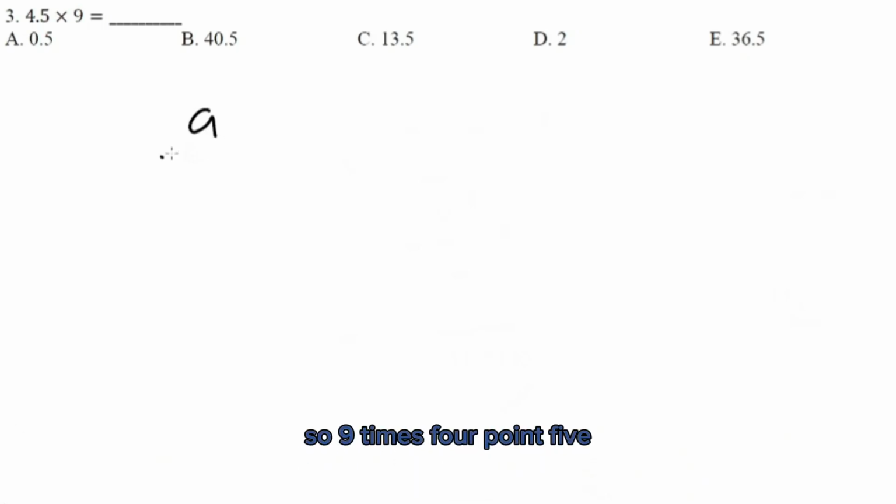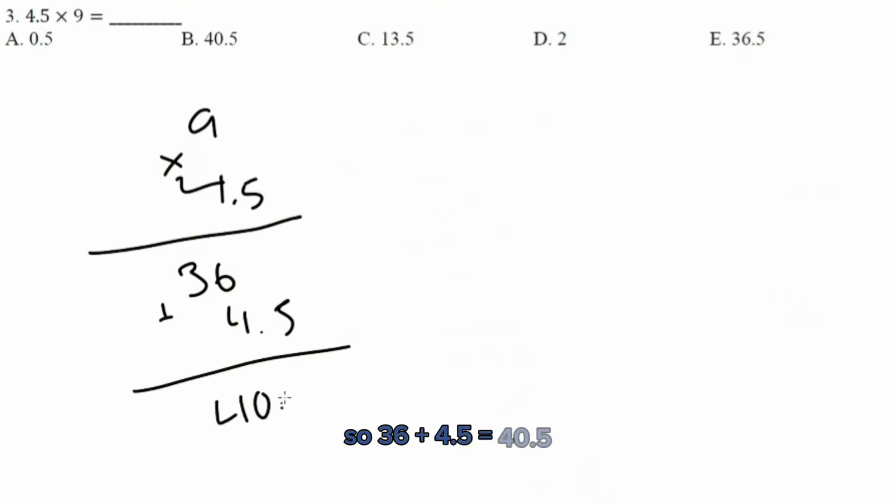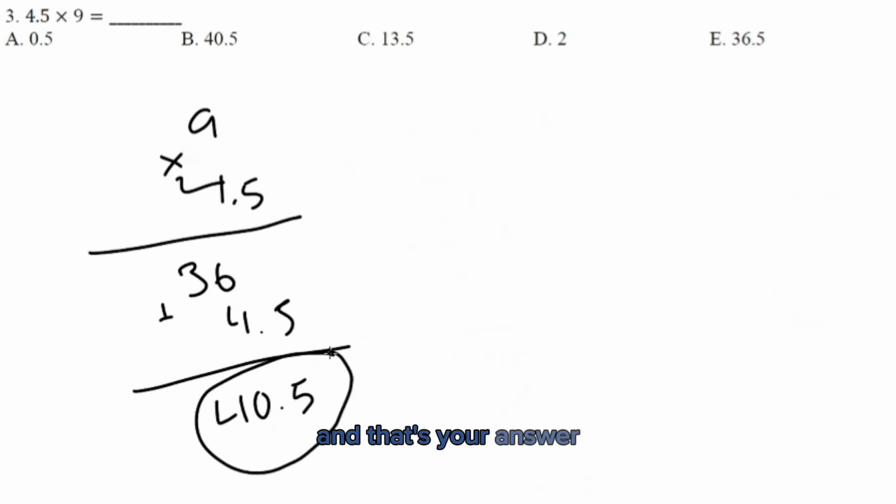Alright, so that's pretty simple. Just simple multiplication. So 9 times 4.5. Alright, so 9 times 4 is 36. And 9 times 0.5 is 1/2 of 9, which is 4.5. So 36 plus 4.5 equals 40.5. And that's your answer.